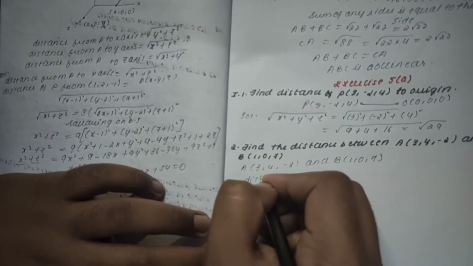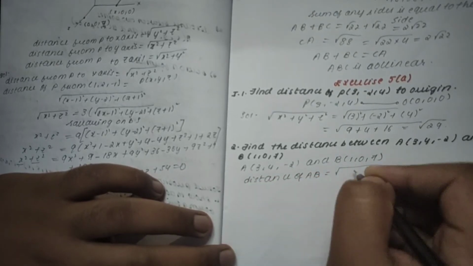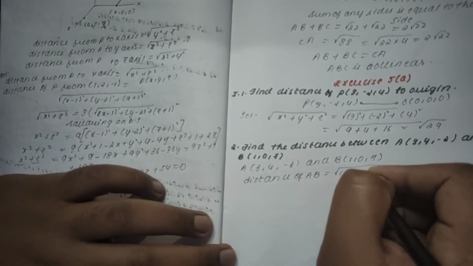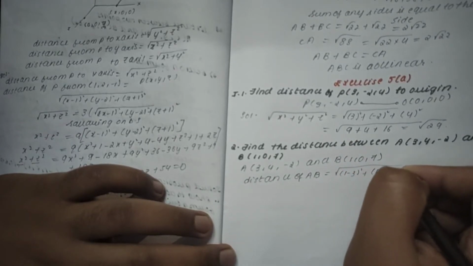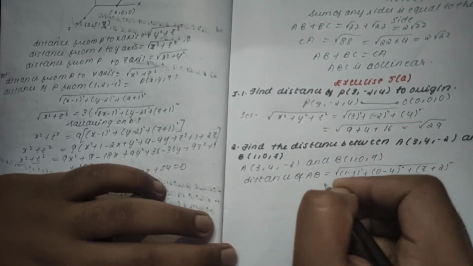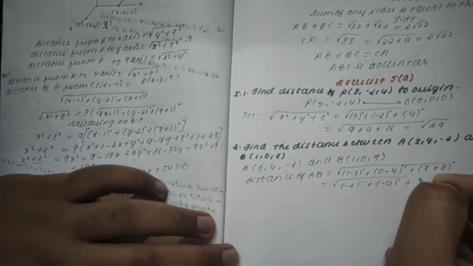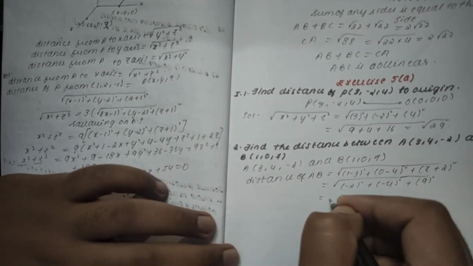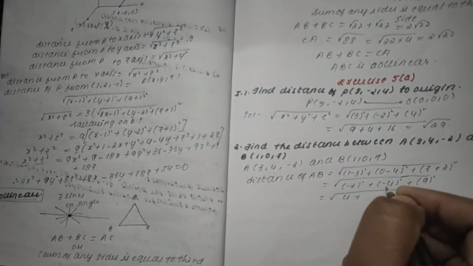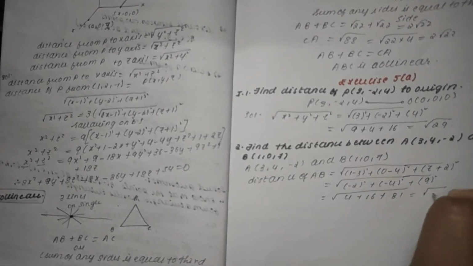So the distance between AB is root over x2 minus x1 whole square plus y2 minus y1 whole square plus z2 minus z1 whole square. So this is -2 whole square, -4 whole square, plus 9 whole square. 2 whole square is 4, 4 whole square is 16 and 9 whole square is 81, which is root 101. So this is the distance between A and B.